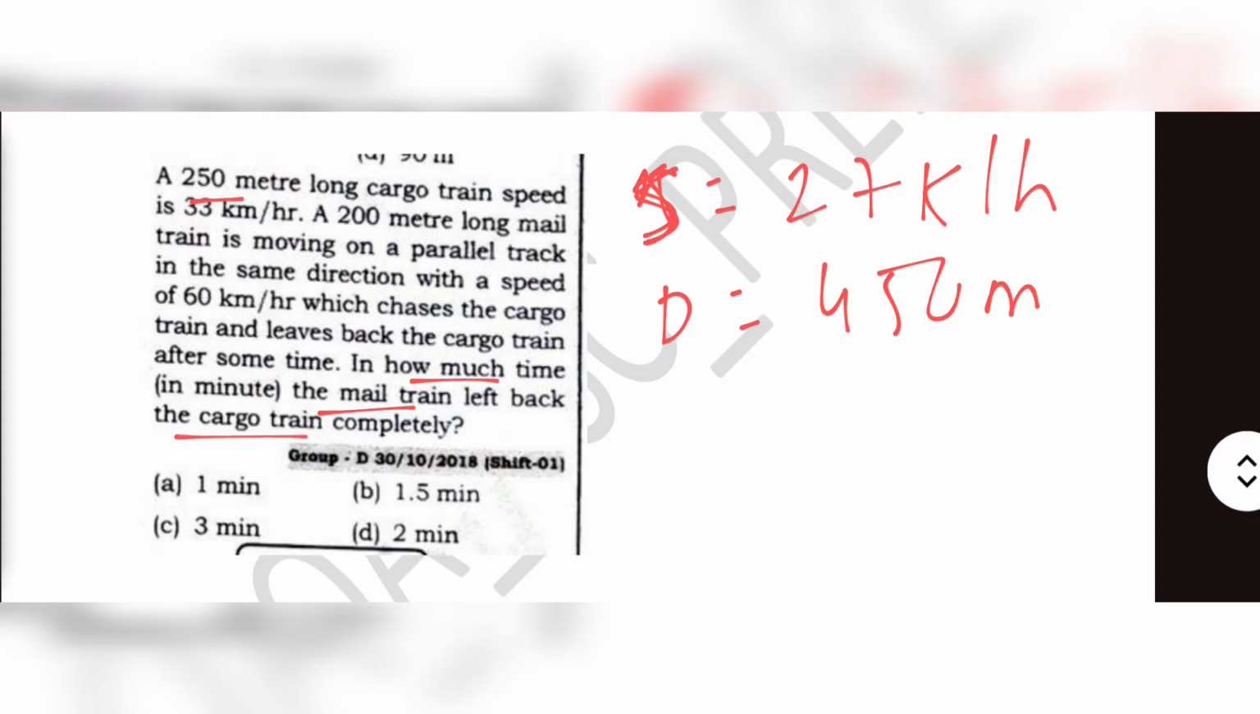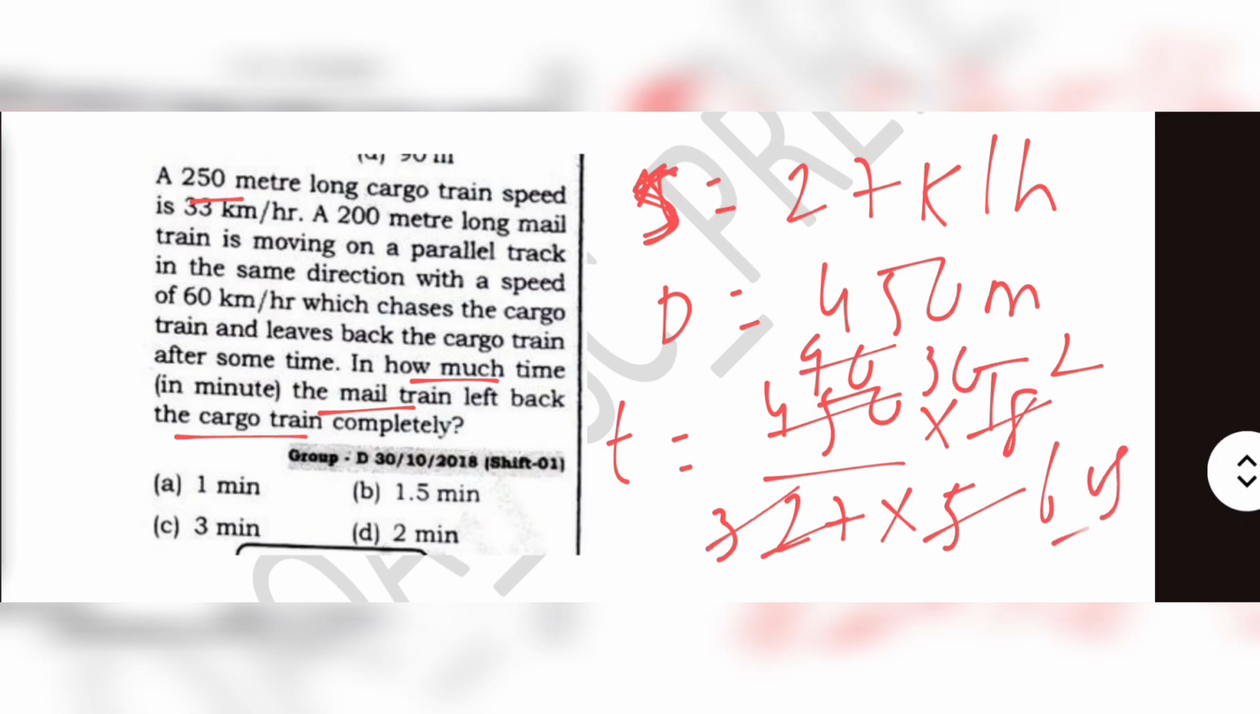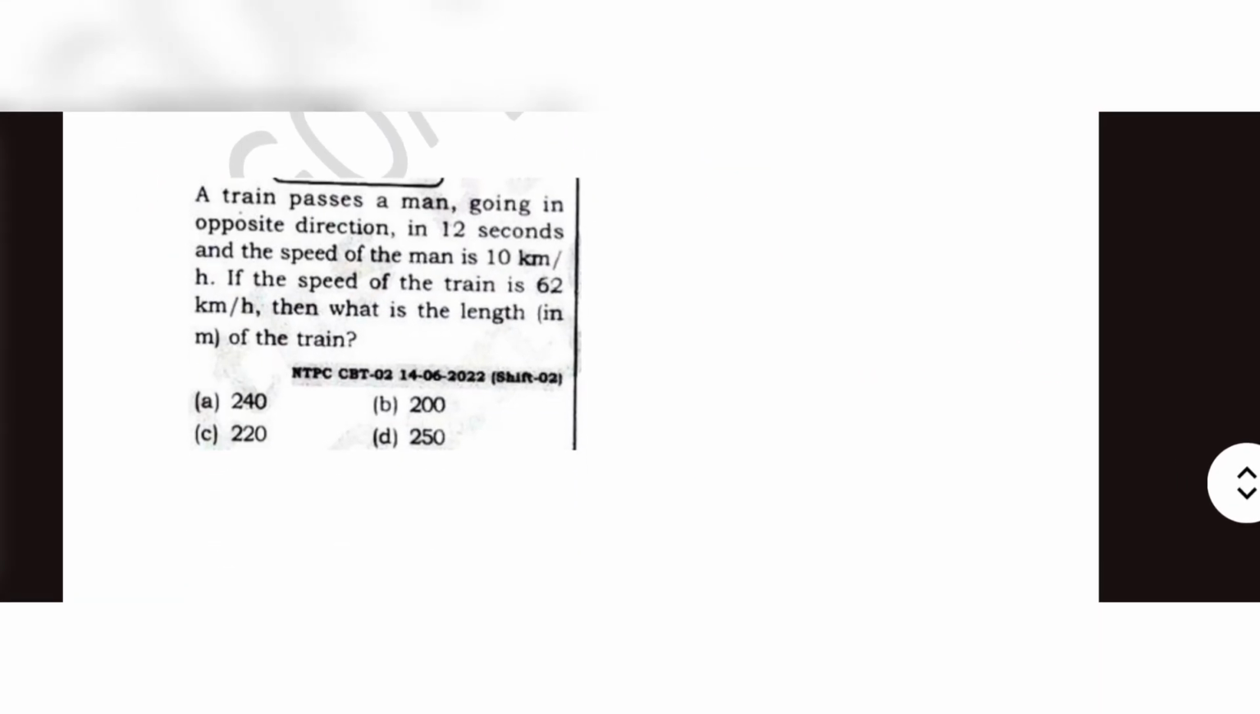That means they are just asking us the time when they crossed each other. In simple words, time is nothing but your distance upon speed, which is 5 by 18. This 18 goes up. 5 ones are 5, 5 nines are 45, 9 threes are 27, 9 twos are 18, 3 threes are 9. So 2 into 3 is nothing but your 60 seconds, and 60 seconds is nothing but your 1 minute.